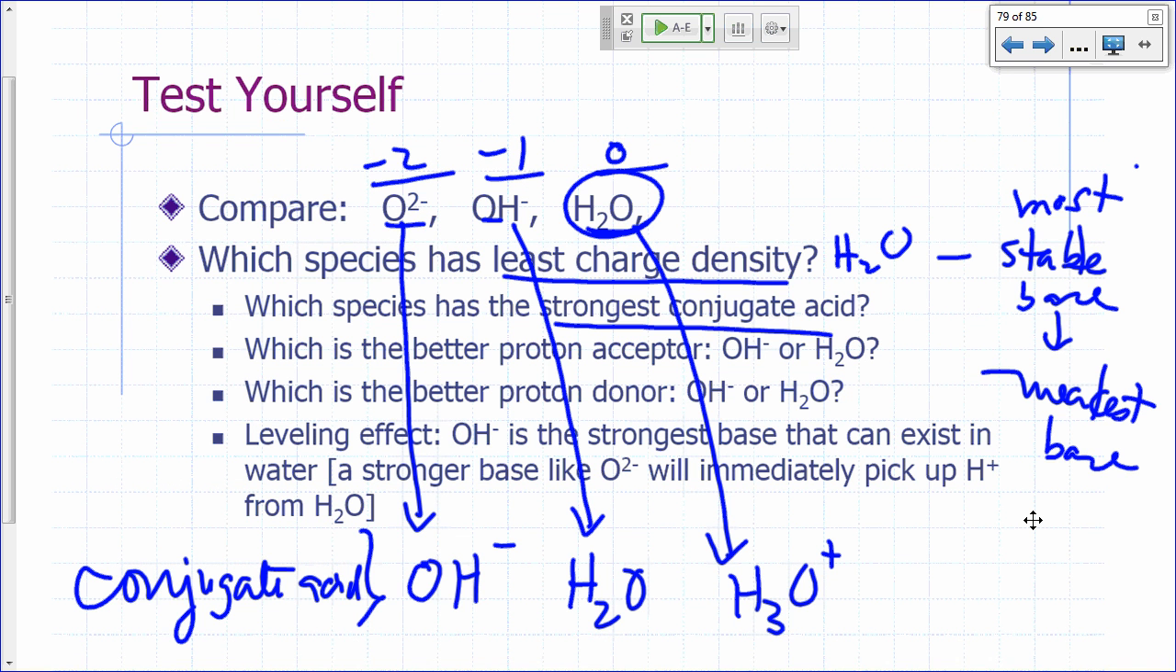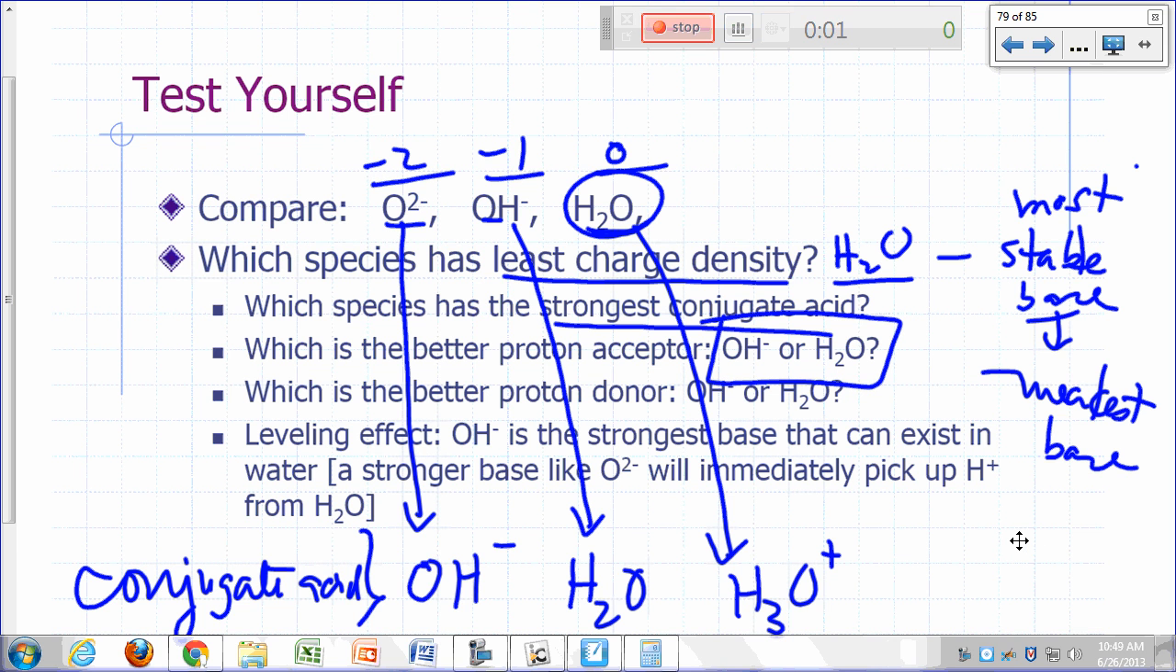So you can see the explanation works. Water, among these three, has the least charge density. It's the most stable base. It is the weakest base. And since it's the weakest base, its conjugate acid among these three would be the strongest. So which one is a better proton acceptor? Hydroxide or H2O? A or B? Which one is a better proton acceptor? What's proton accepting called? Being acidic or being basic?